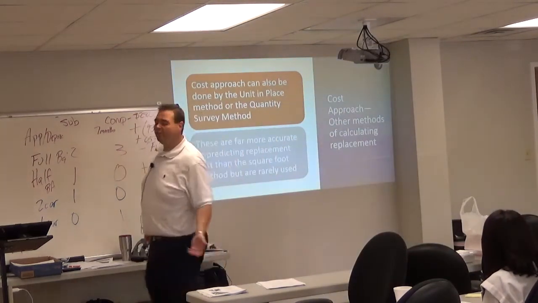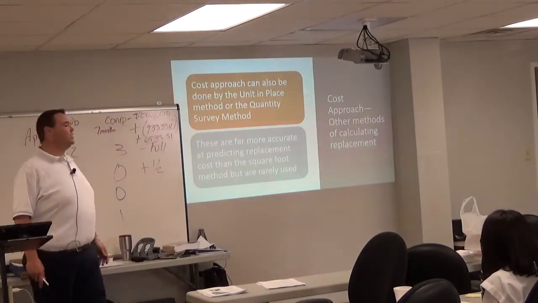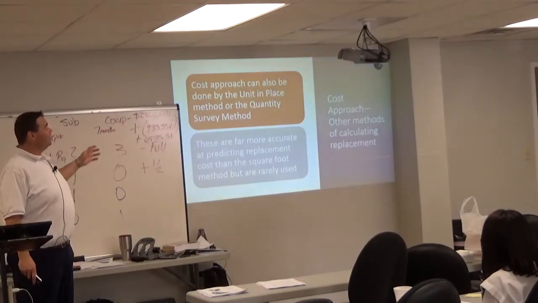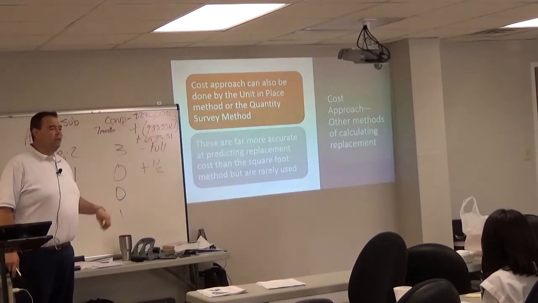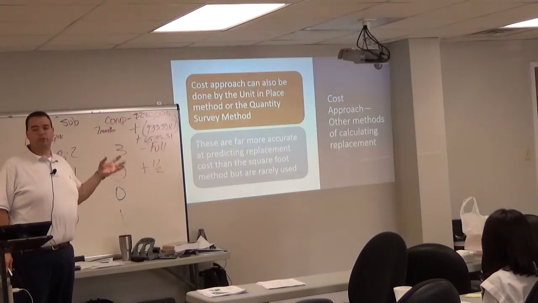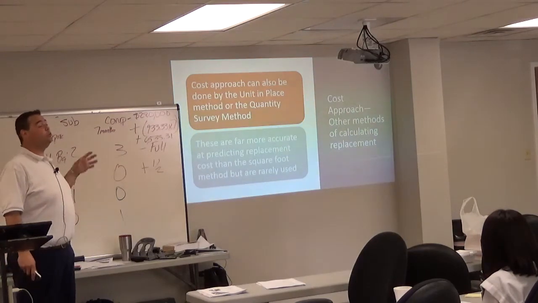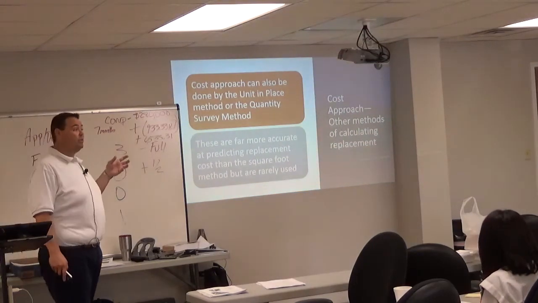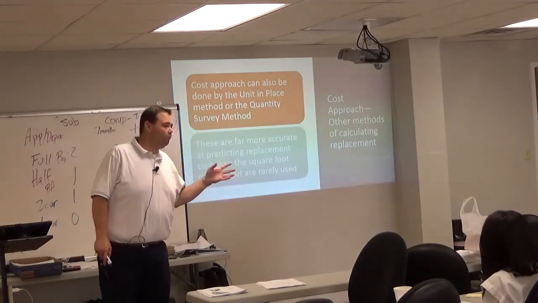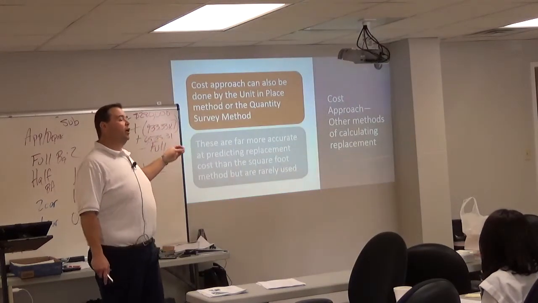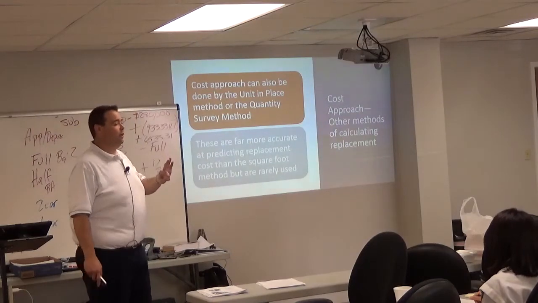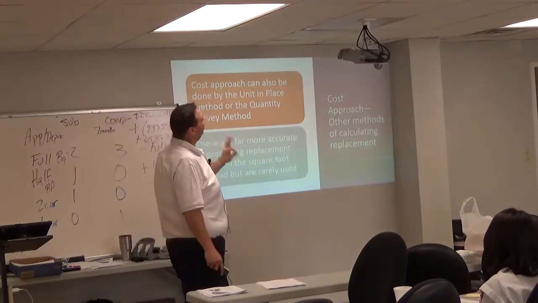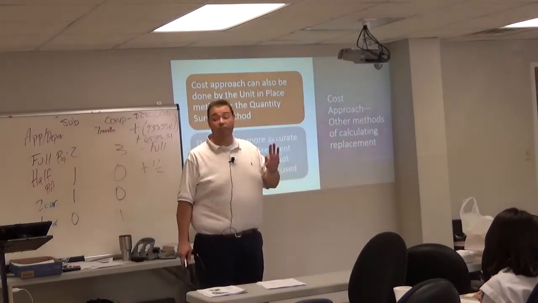There are some other more accurate ways of determining replacement costs. They call the unit in place or quantity survey methods. They're almost never used because they're way too detailed. And you would never do them on a test. Now that doesn't mean you should just ignore them for a test. So what should you know? That there are 3 ways to determine replacement cost. What's the most common way? The square foot method.